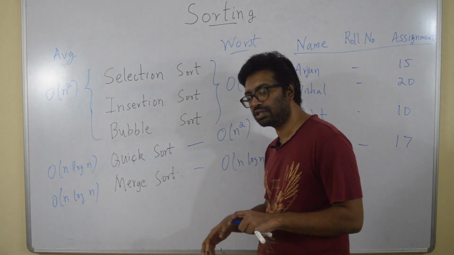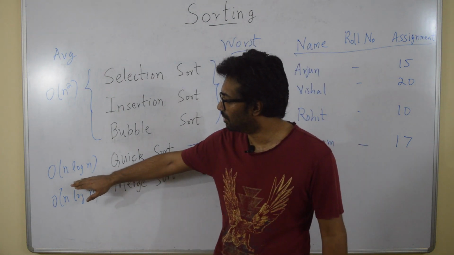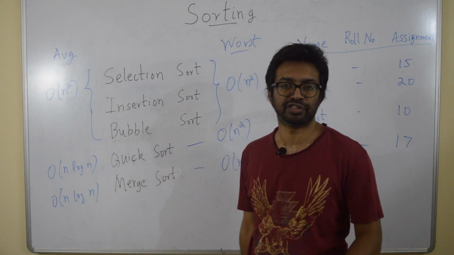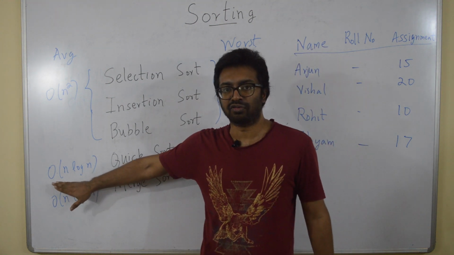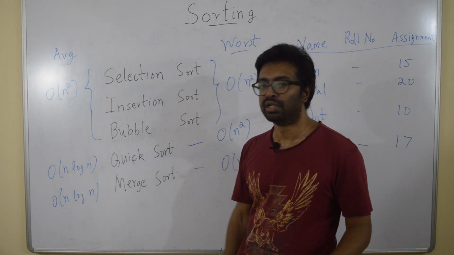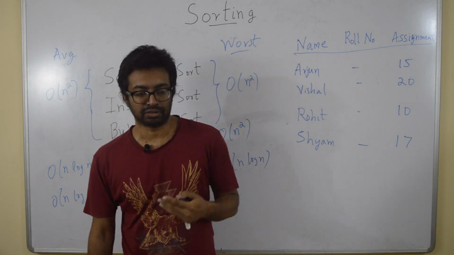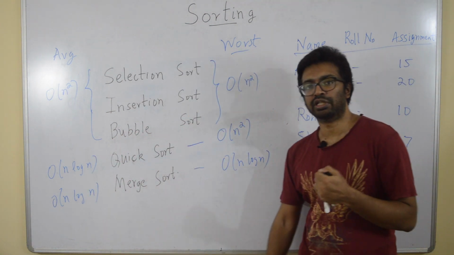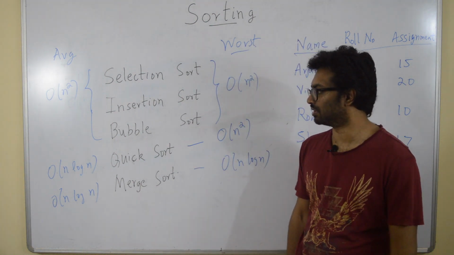But quicksort is considered to be the best sorting algorithm simply because, even though they both have the same average case running time of order n log n, the constants for this n log n in quicksort are much smaller compared to the constants in the merge sort implementation of the algorithm. So for that reason, quicksort is considered to be the best sorting algorithm in that sense.